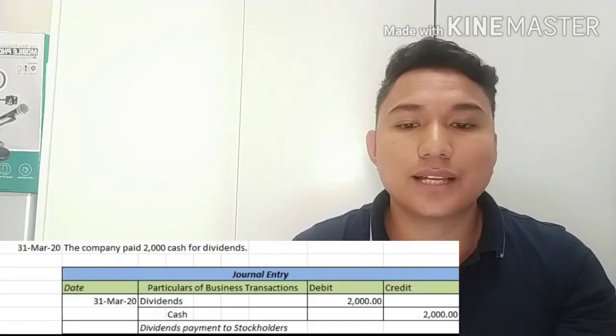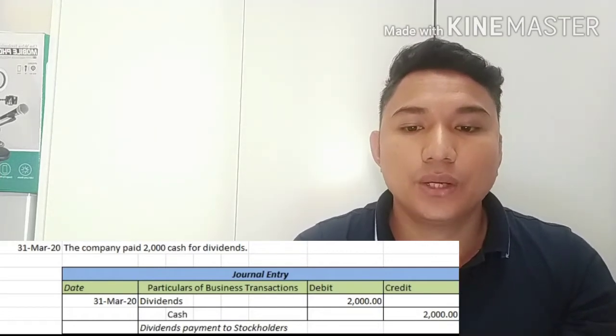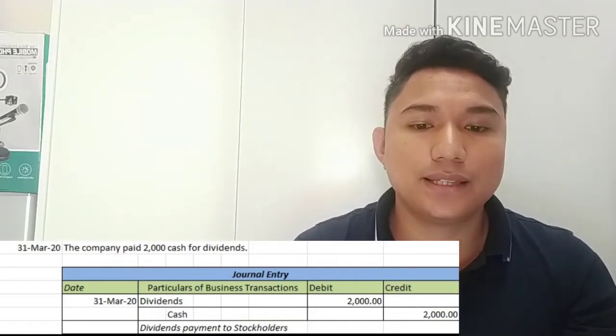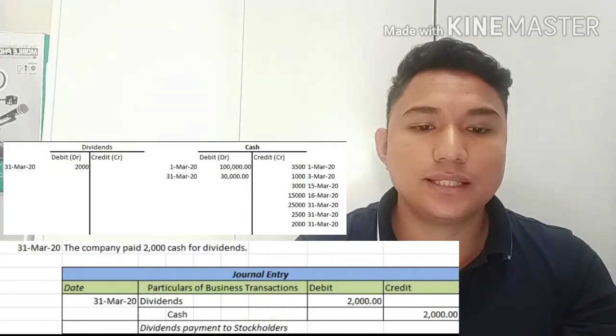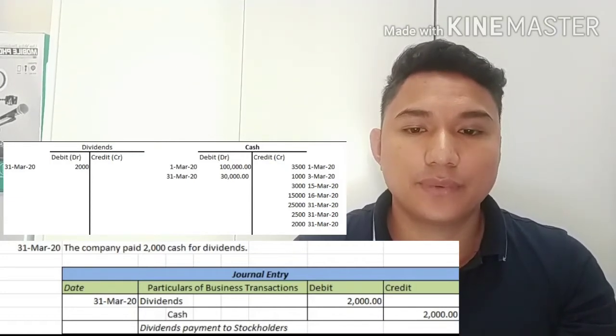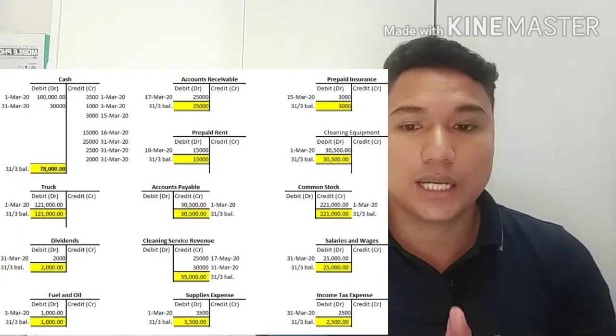Entry number 11. We paid dividends 2,000 to common stockholders. So what is the entry? We debited dividends 2,000 and credited cash 2,000. So we'll transfer this transaction to the ledger. So in the dividends T account, 2,000 debit and credit 2,000 cash. Now these are all the transactions of Joji Langa Company for the month of March.